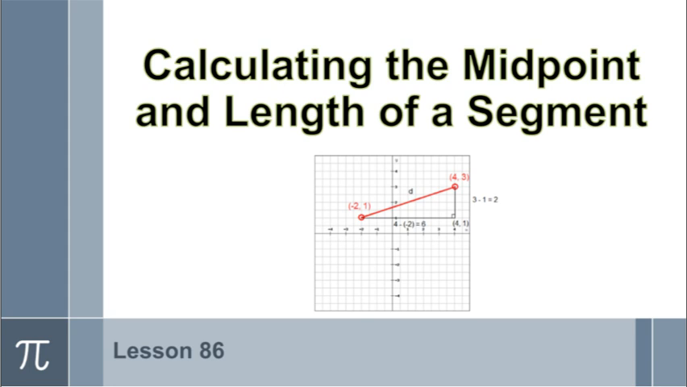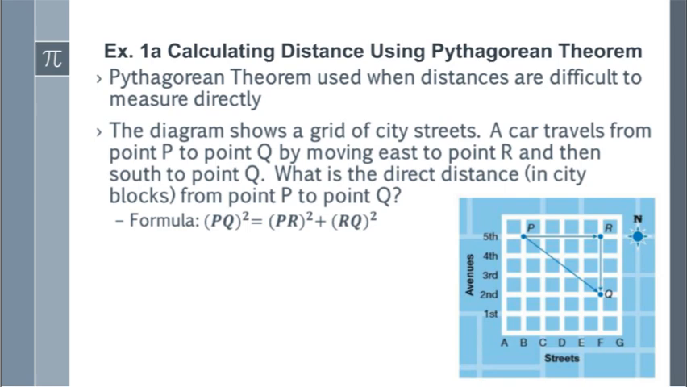Lesson 86, calculating the midpoint and length of a segment. First off, let's review using the Pythagorean theorem. The Pythagorean theorem is used when distances are difficult to measure directly. So you use the Pythagorean theorem when you have a right triangle.